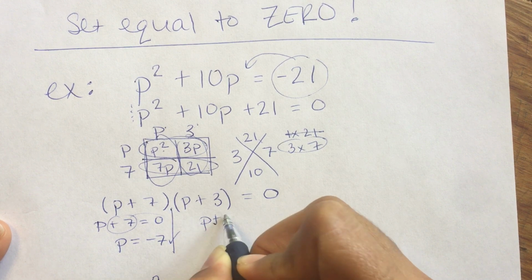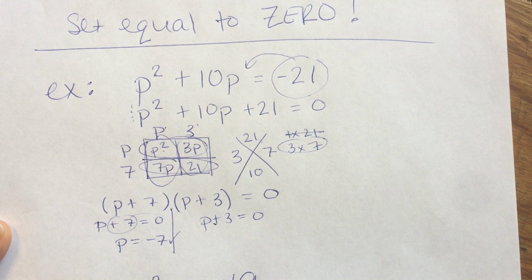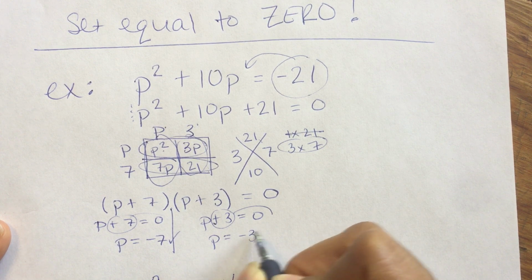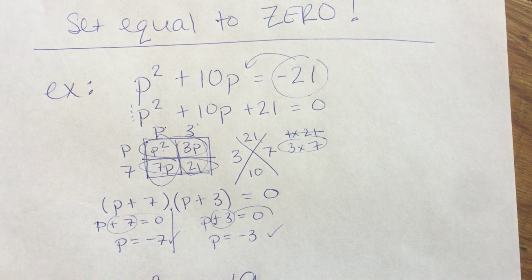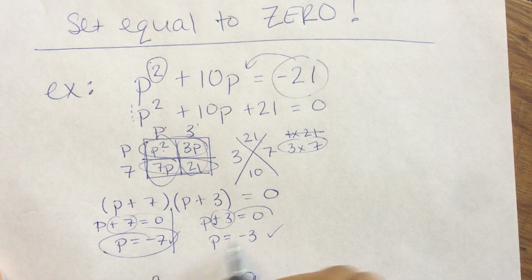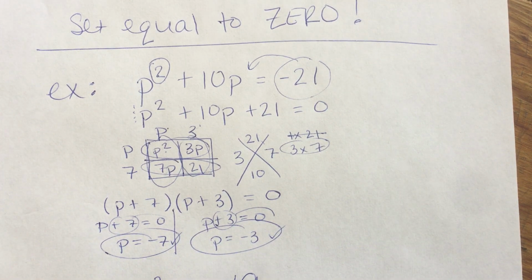Okay, set your second factor, p plus 3, equal to 0. Grab, jump, change sign. Done. Those are my 2 solutions to this quadratic equation. Remember, 2 powers, 2 solutions. That's how it goes with equations, okay?